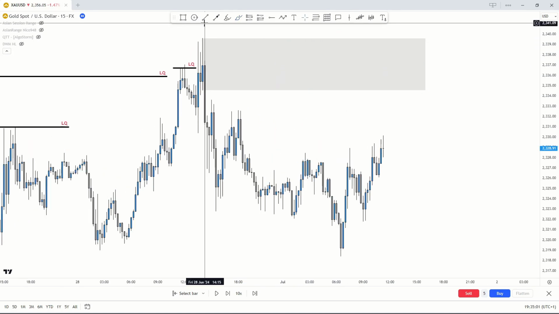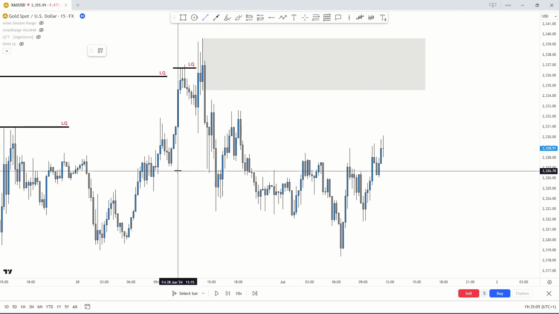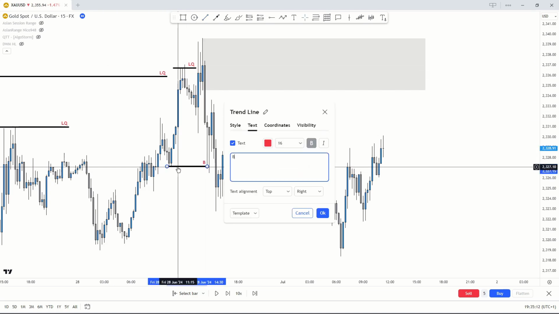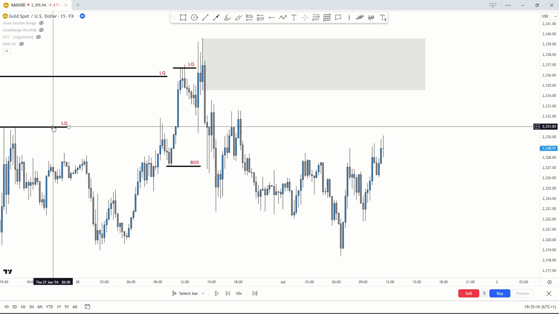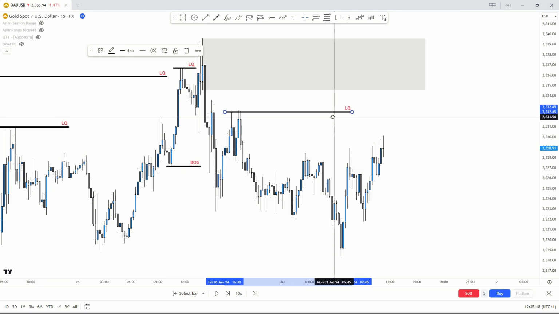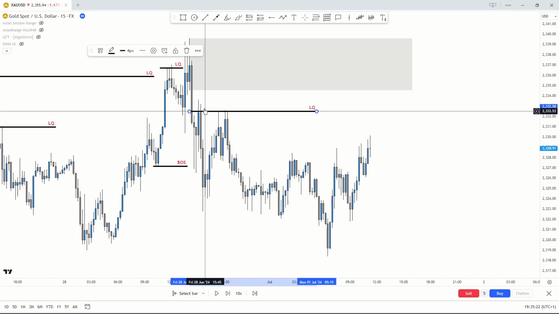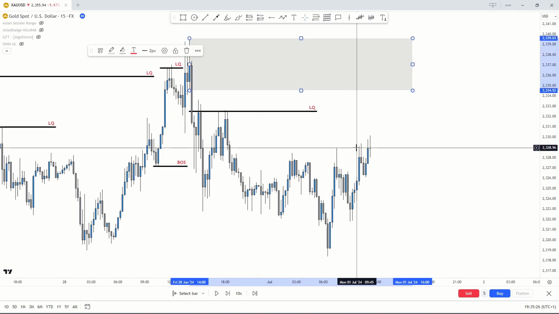Next, we decided to do some more analysis of what was going on here. Of course, the first thing was I noticed this break of structure, which is ultimately just validating our trade. Another thing I noticed was that price was accumulating liquidity beneath our zone. You can see that there is a lot of liquidity resting above here, below this level. And what does that tell me?